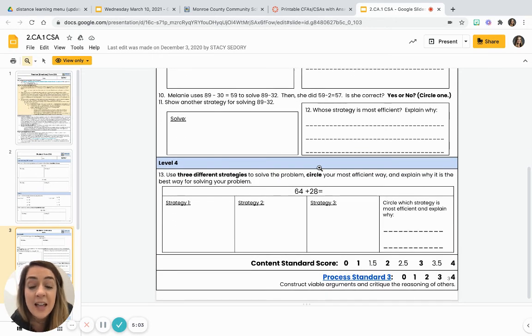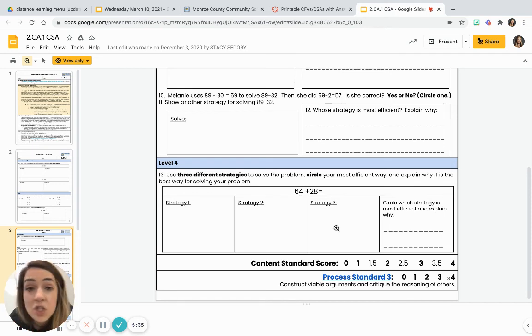And then the very last one, there's this problem 64 plus 28. And we've talked about 4 addition strategies. For this one, you need to do 3. Okay, so maybe it doesn't matter which 3 you do, but you need to choose 3 of the strategies that we talked about and learned and show how you would solve 64 plus 28 in those 3 different ways. All right, then when you're done with this, you're going to put it aside.